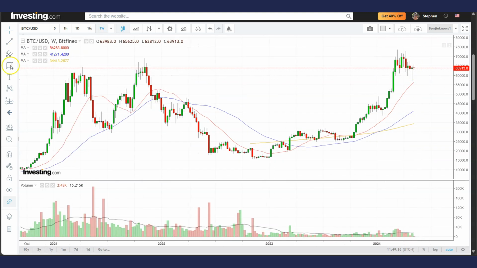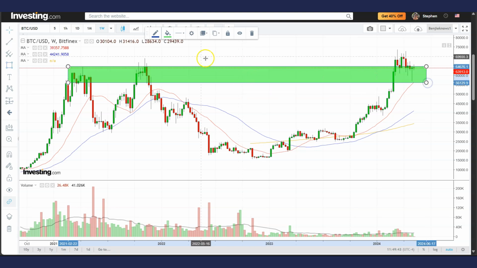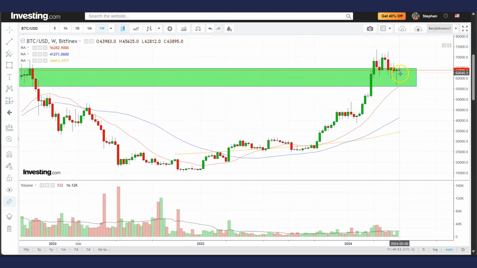Now the reason why it had a bottoming tail in the weekly chart is because there is a supply demand area here, or a support area. Previous highs, once overcome, become a new area of support, which is why you can see Bitcoin move down and then move back up.